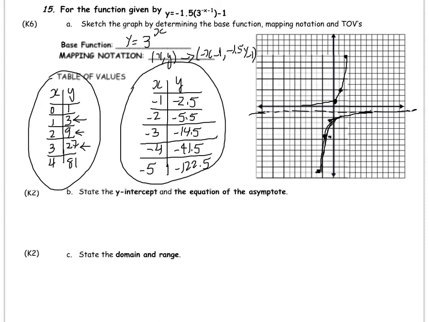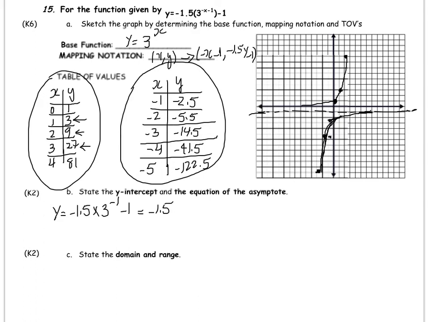Now the second part of the question says, state the y-intercept and equation of the asymptote. The y-intercept is when x is equal to 0. So if I substitute x equal to 0, I get y is equal to negative 1.5 times 3 exponent negative 0, which is 0, minus 1. When you simplify it, you are going to get negative 1.5.